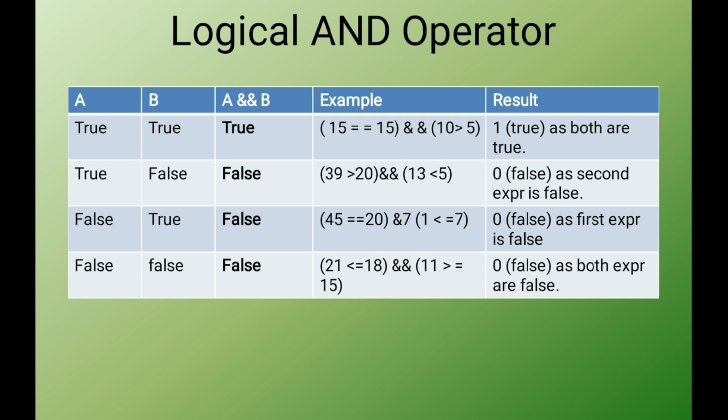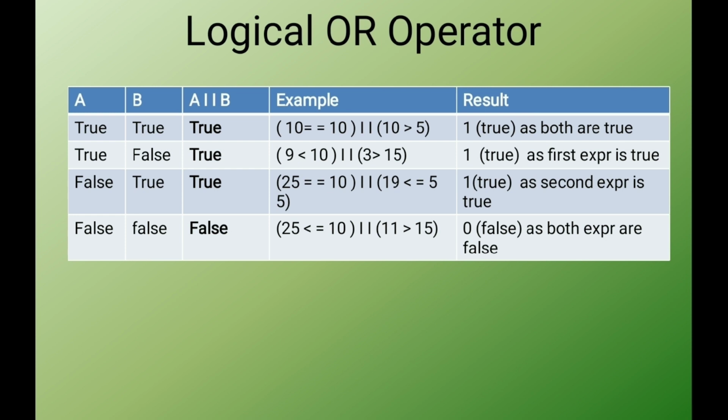Let's consider the first one. 15 equal to 15 and 10 is greater than 5. Both expressions are true, so your result is true. In the second one, 39 is greater than 20, but 13 is less than 5. The first expression is true and the second expression is false. Similarly, both expressions are supposed to be true, then only the result is true, otherwise the result is false.